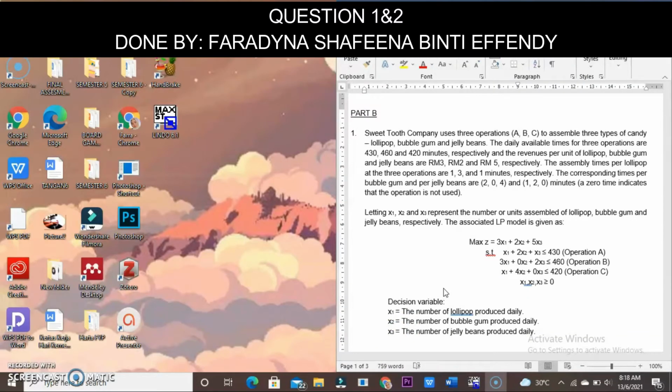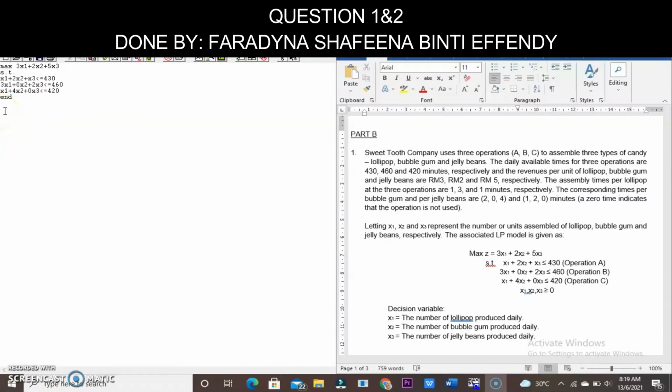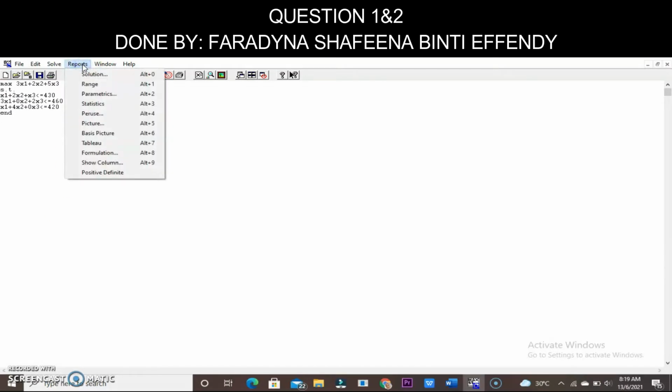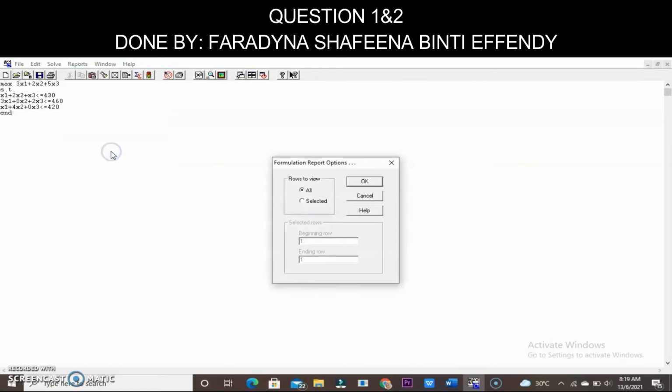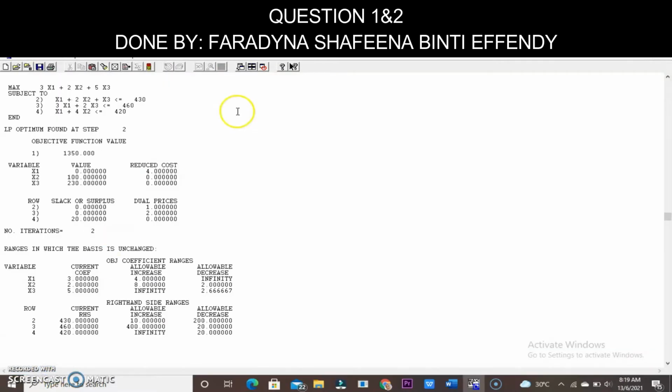After we have the LP problem, we solve the LP by using a window. Here is our application window, and here we key in all the data that we have. As you can see from the window, this is the data that we have keyed in from the Sweet Tooth Company LP problem. After we key in the data, we click Reports and click Formulation. After that, we click Solve. You will see the data.